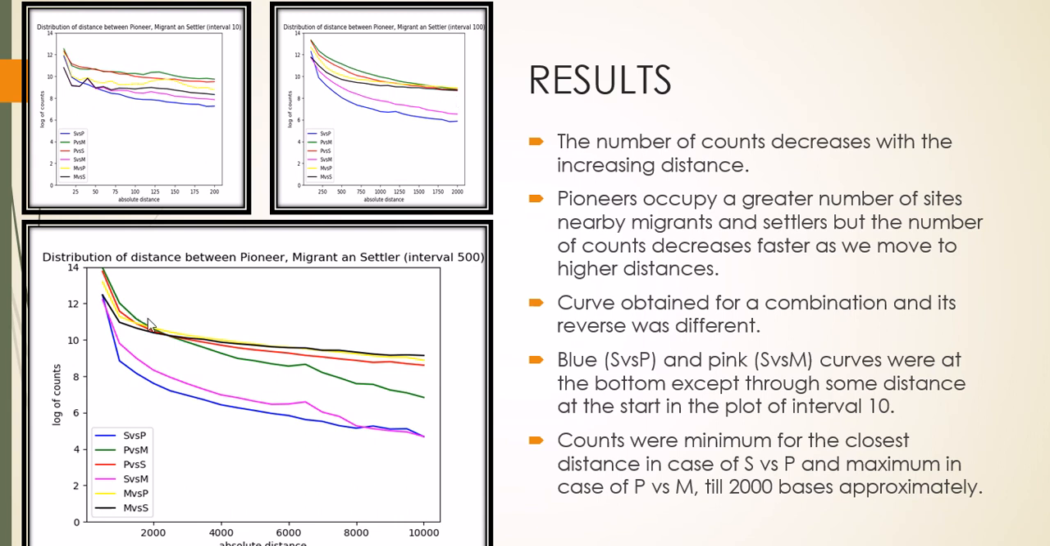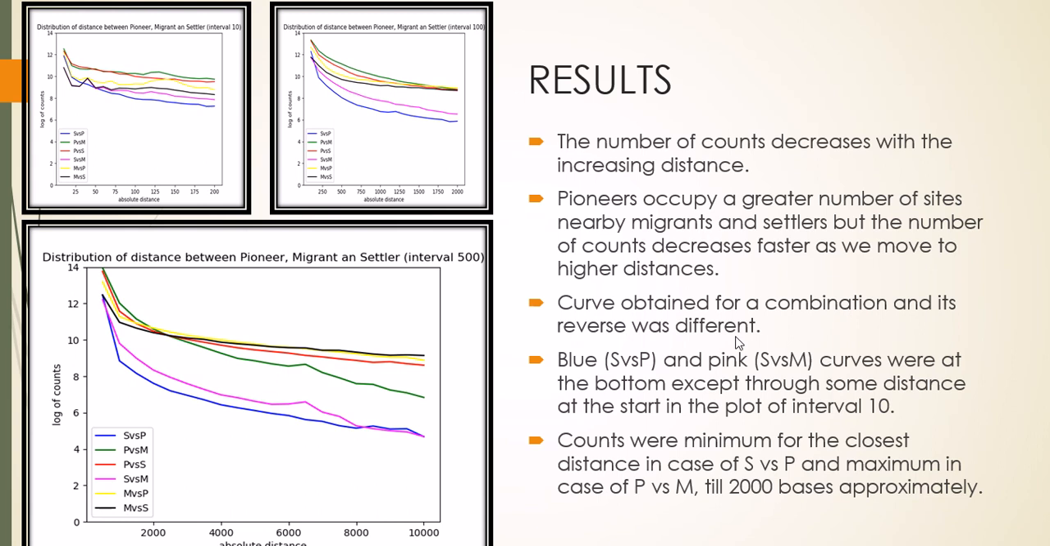With the increasing distance, the log of counts decreases for every combination. Second, the pioneers occupy a greater number of sites near migrants and settlers, but the number of counts decreases faster as they move to higher distances. In the plot, the red line corresponds to the pioneer versus settler and the green line corresponds to the pioneer versus migrants. These lines remain at the top in the first plot and also in the second plot, but in the third plot it goes down at a distance of more than 200 bases approximately.